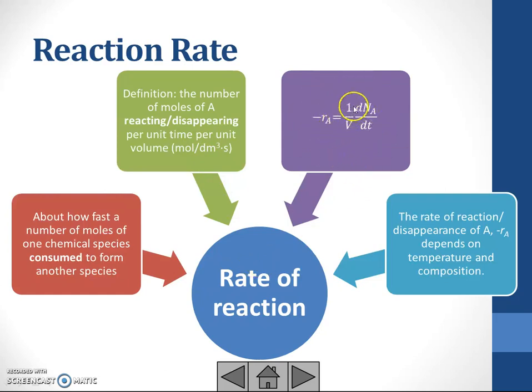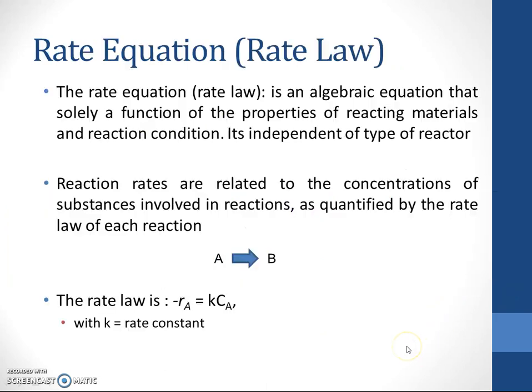Negative rA equals 1 over volume V, dNA over dt, where N stands for mole. It is a rate of reaction, therefore it must be over time. This is also the rate of reaction or disappearance of A. Negative rA depends on temperature and composition.